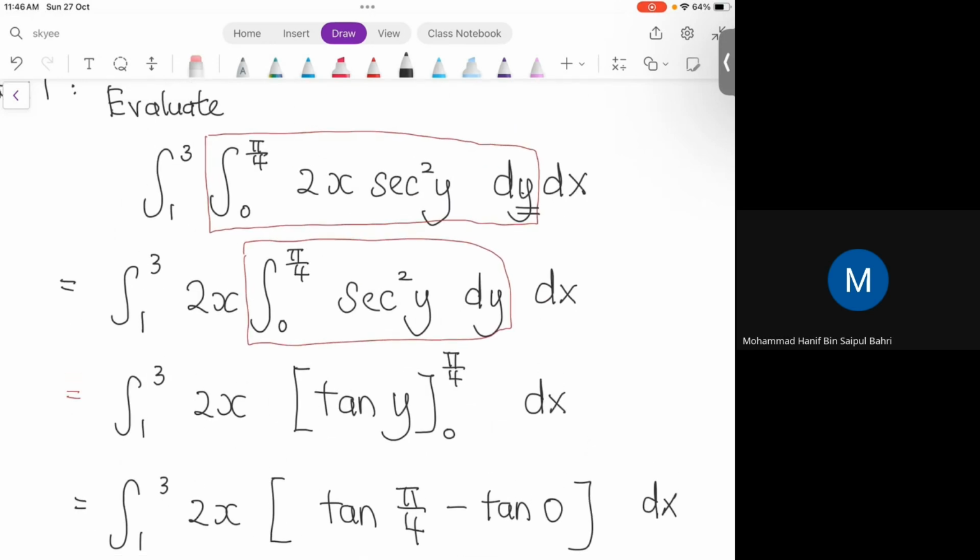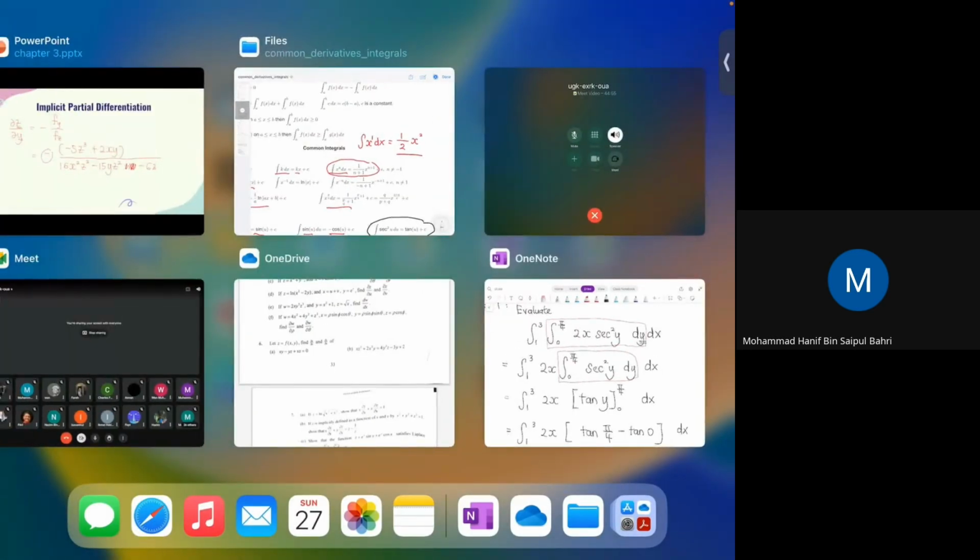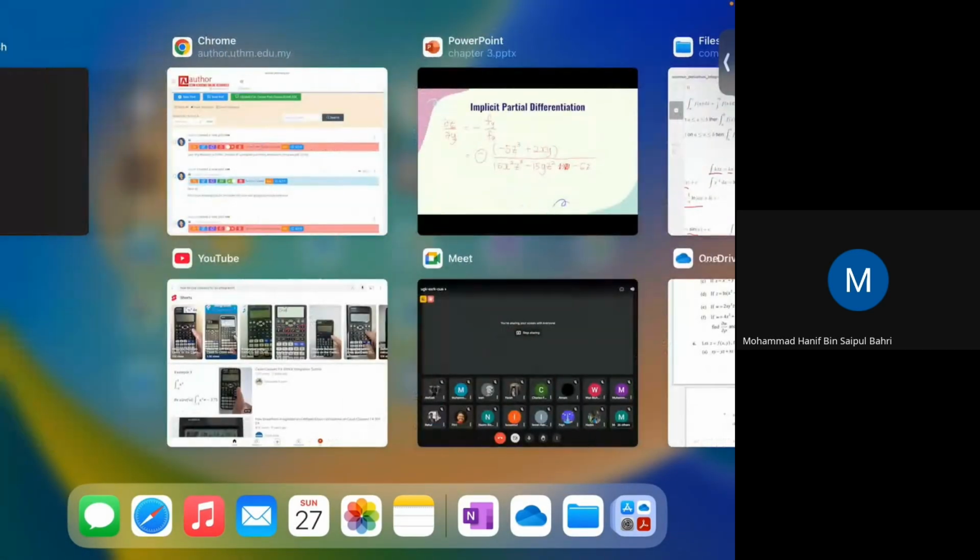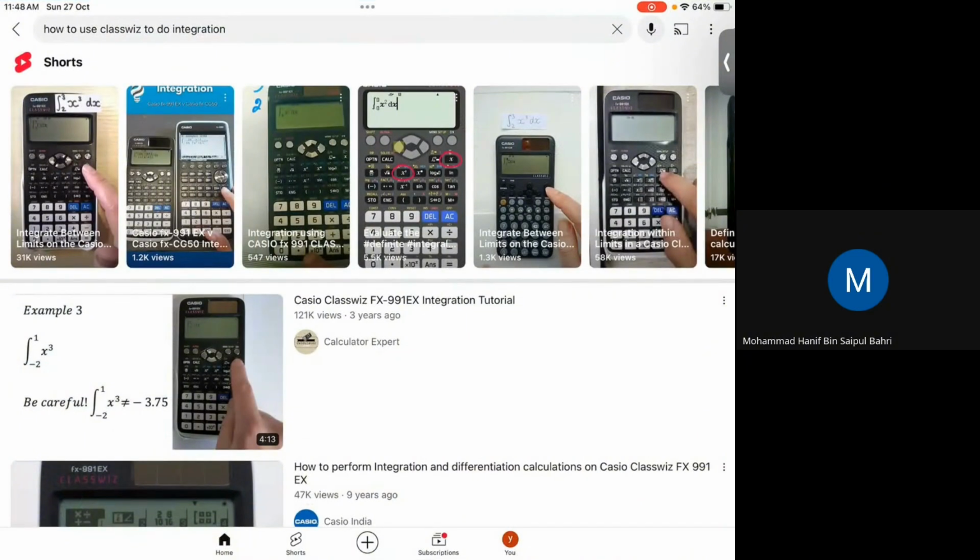So I will share with you videos. Just type anything in YouTube. There are many short videos about how to use the Casio calculators to do integrations. If you are using another model, you can search for your model. We just click one of them.